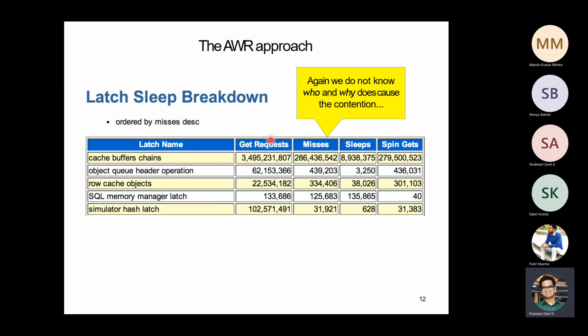It goes through a lot of get requests, and a lot of misses, spin gets and sleeps happening. That means very few times sessions are getting the required cache buffer chains in order to do the scan or traversal or checking of the scans in the DB buffer cache. But till this point, we do not know who and why causes this contention, like what is the SQL ID and the SQL text which caused this cache buffer chain.